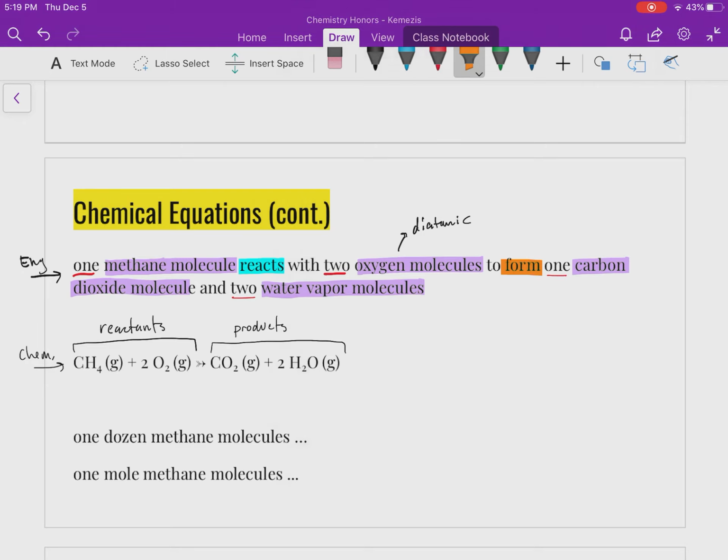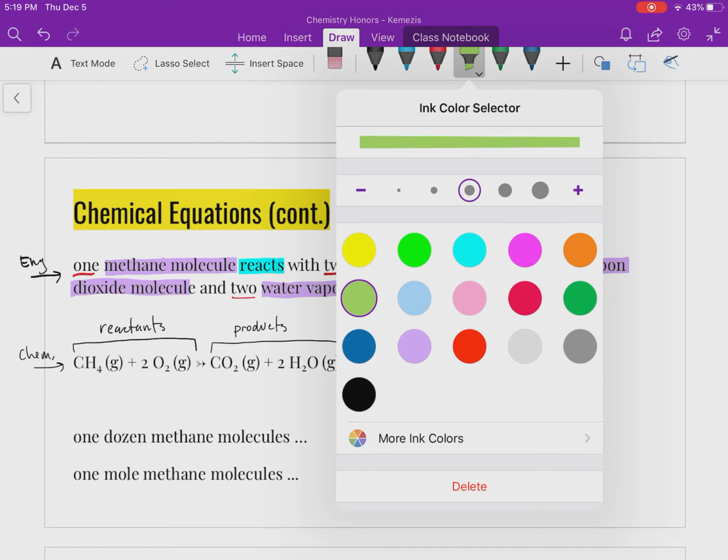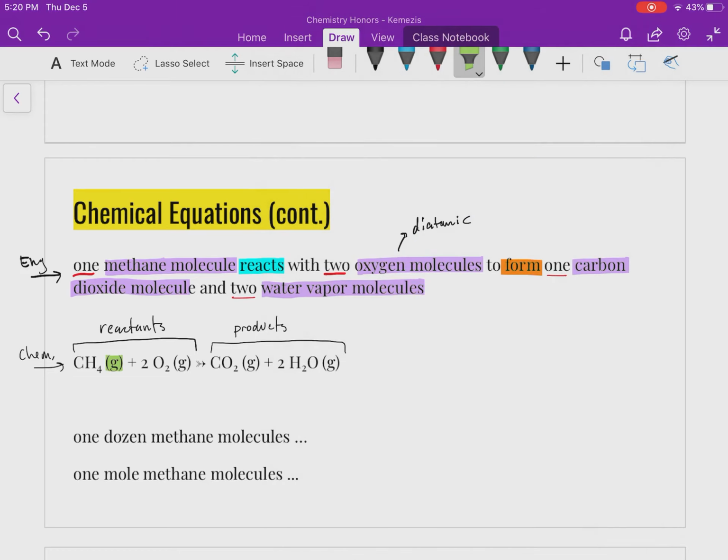The other thing you'll see is we have states of matter. All of these happen to be gaseous, and some of the other states that we have, right, we have solid, we have liquid, we see gas, and then the other common one that you're going to see is aqueous, and we saw that with acids. But those are the states of matter that we're going to use.